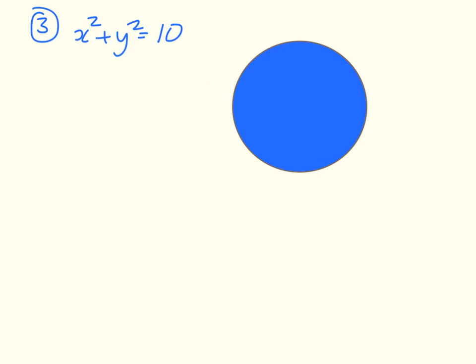Question 3, we've got a circle, x squared plus y squared equals 10. We know that that is a circle which is centred on 0, 0. And we're asked to find the equation of the tangent at 1, negative 3. So we're asked for this line here. So how do we find the equation of a tangent?